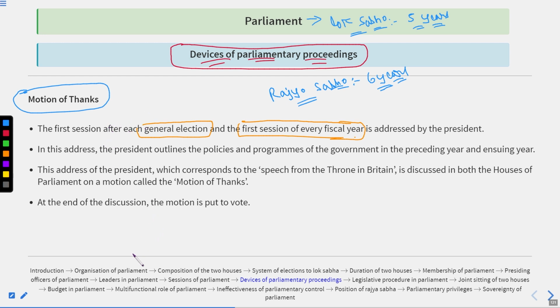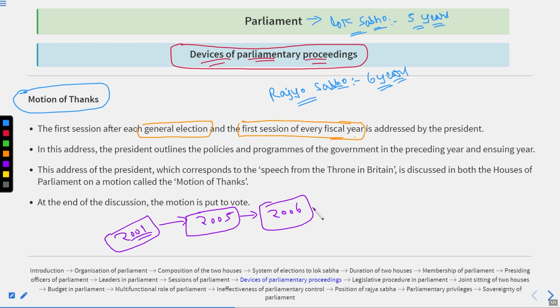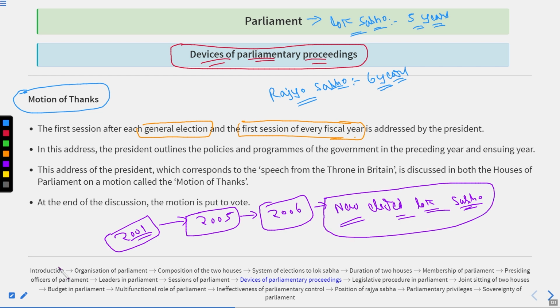Suppose the first meeting of the Lok Sabha was held in 2001, then the elections would be organized in 2005, because this is the year for the expiration of the term of the Lok Sabha, and till 2006 the new Lok Sabha will be elected, and this will be known as the new elected Lok Sabha. So in 2006 they will be meeting for the first time.